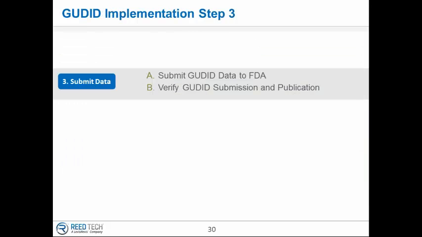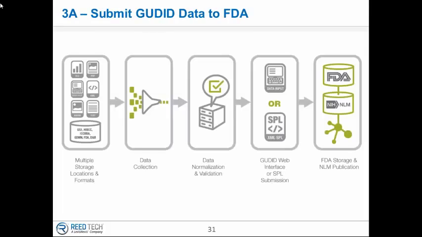Step 3 is now we can finally talk about submitting. So submitting to the GUDID and verifying your submission is public. The high-level flow: we've gone from gathering our data, normalizing it, and now we're at the point to input in the web interface or submit via SPL and achieve success with published records. So now we're ready to go live.